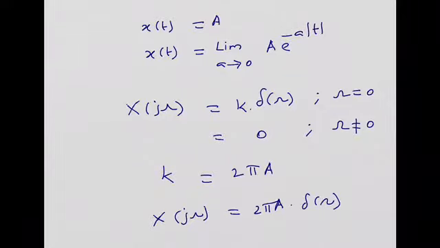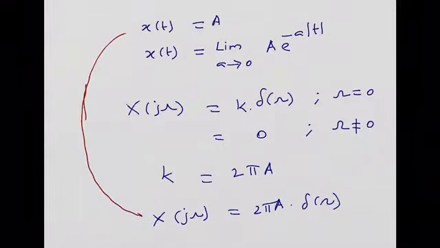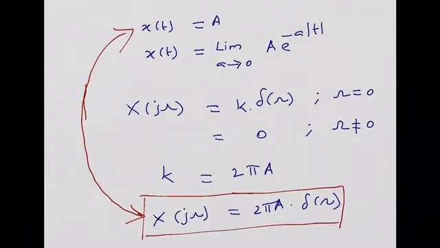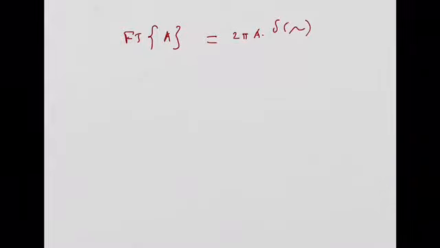You have to keep these two equations forever in the memory. When x of t is a constant, its corresponding spectrum is given by 2 pi A multiplied by del of omega. 2 pi A del of omega. Or I'll put it in this way: Fourier transform of a constant A, simply A, which does not have anything else other than that, will be equal to 2 pi A multiplied by del of omega. 2 pi A into del of omega. Thank you.